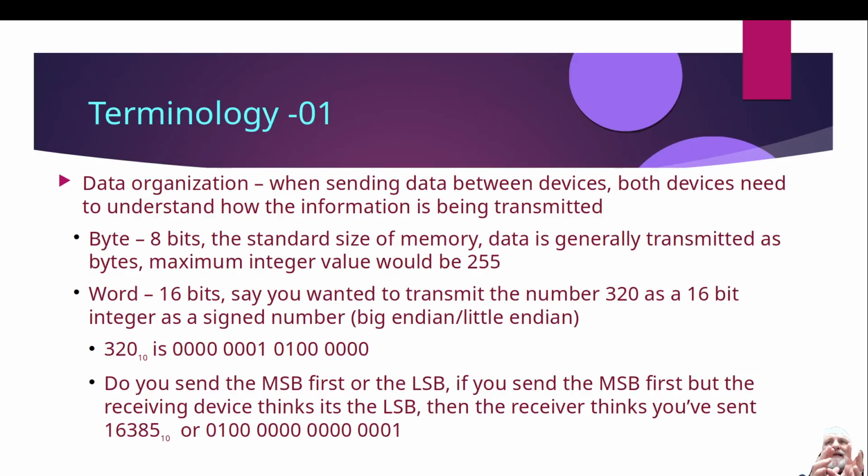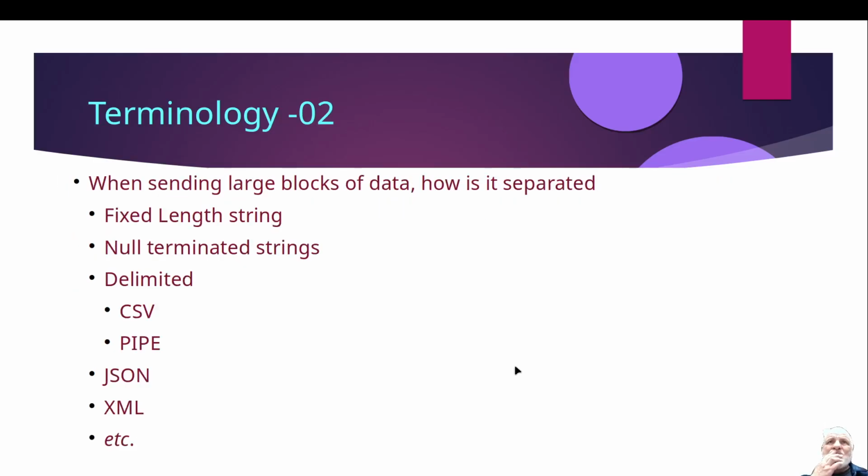You need to make sure that whoever you're sending that to understands the order you're sending it, because otherwise those 1s and 0s will get flipped. If you flip those, your bits start with 0 1 because they got flipped on the other end. And so instead of thinking they have the value 320, they have the value 16,385.